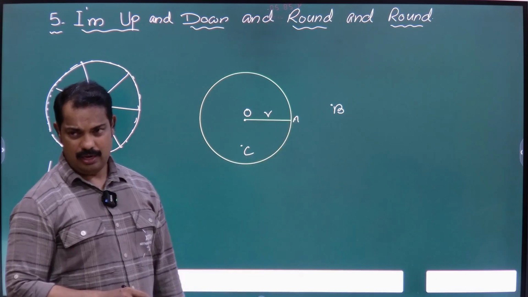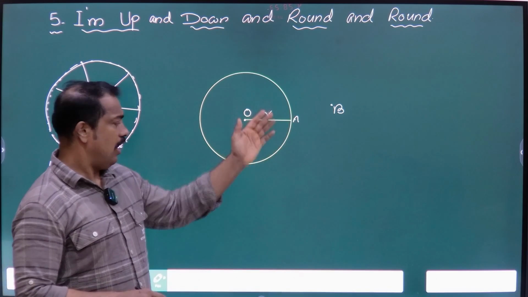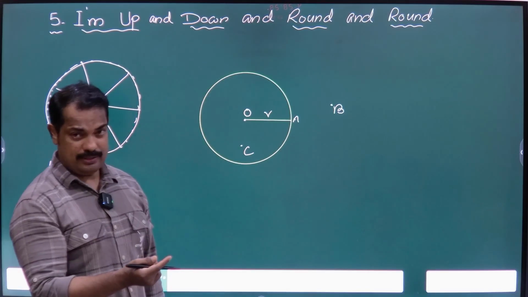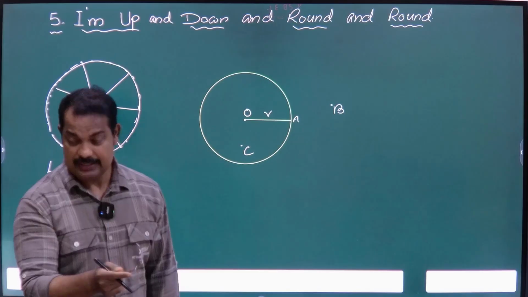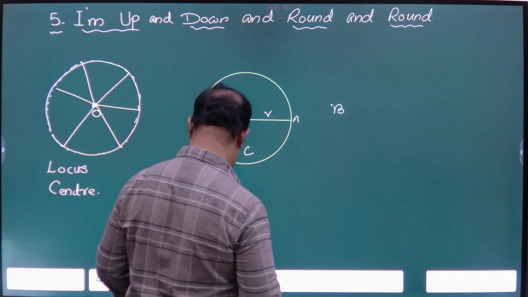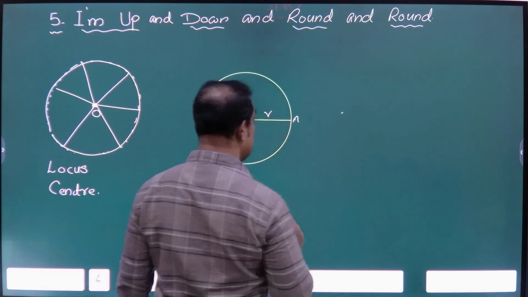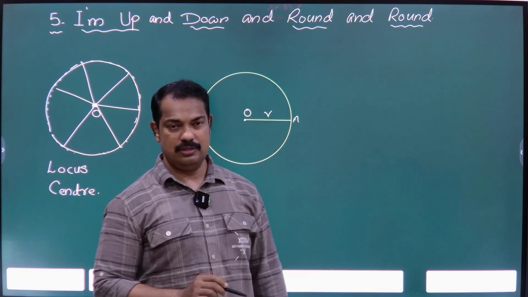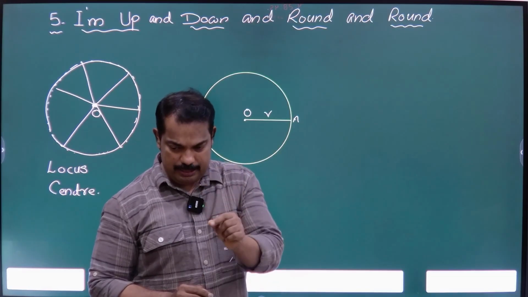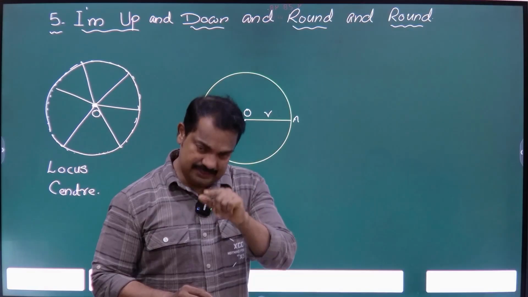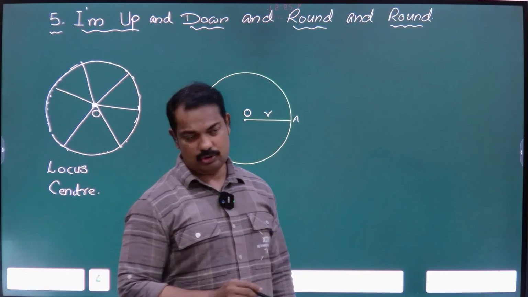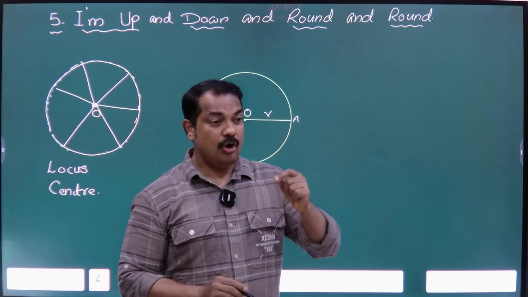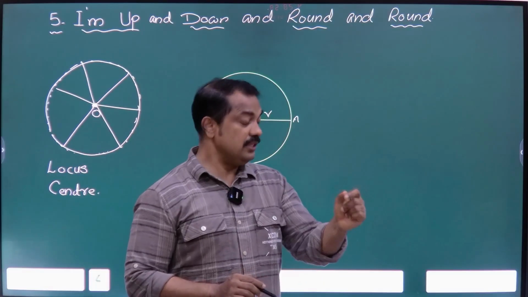B, outside the circle. C, A, on the circle. So the distance of any point on the circle from the center is called radius. What is radius? The distance of any point on the circle from the center is called radius.